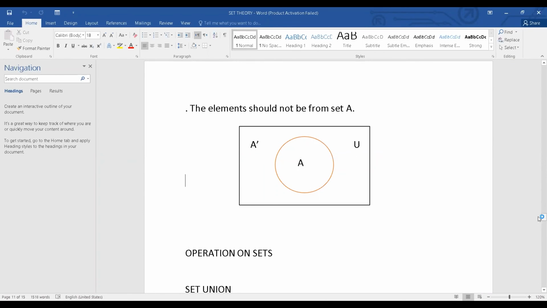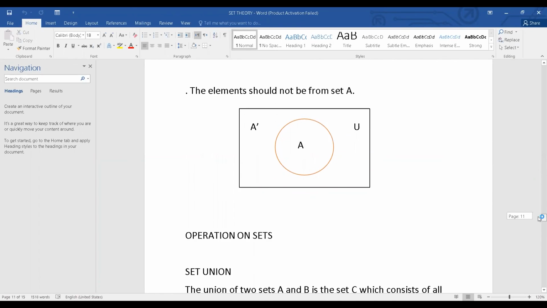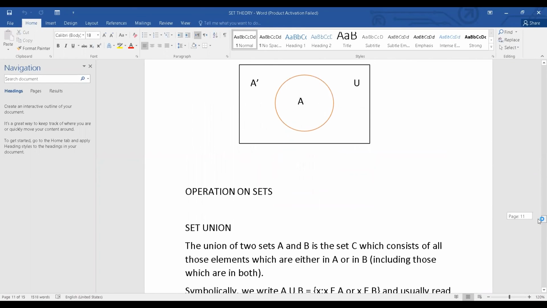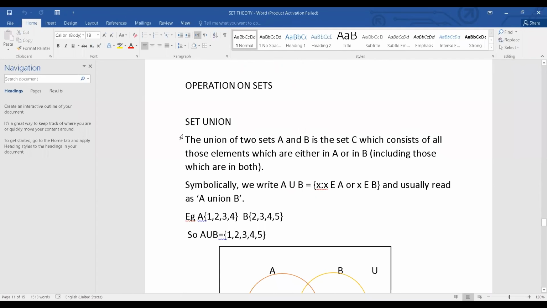Okay, we go to the next. Now operations of sets. Now we're going to see how we're going to use these sets. First we have the set union. What's set union? The union of two sets A and B is that set C which consists of all those elements which are either in A or B, including those which are in both.